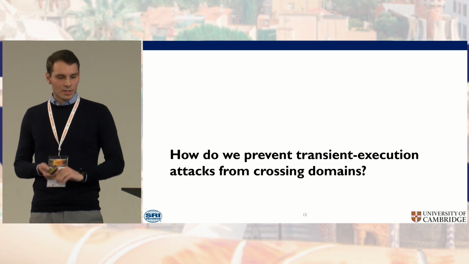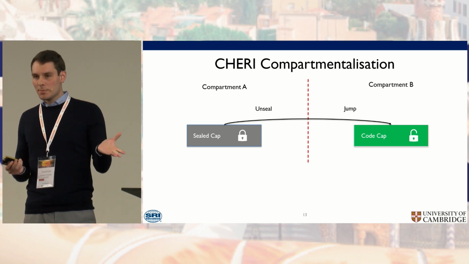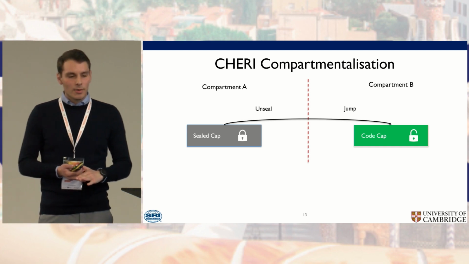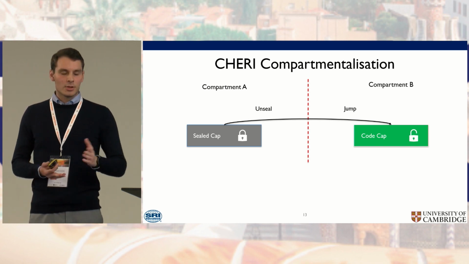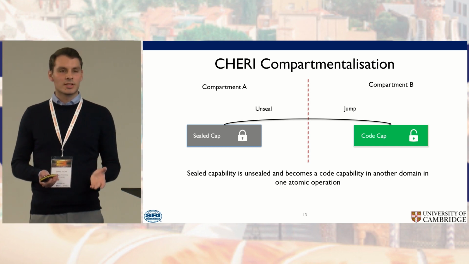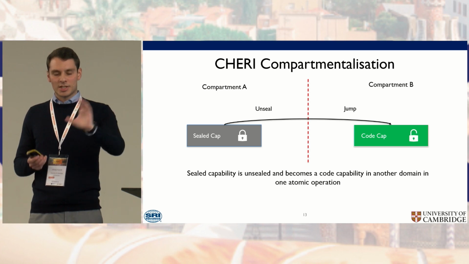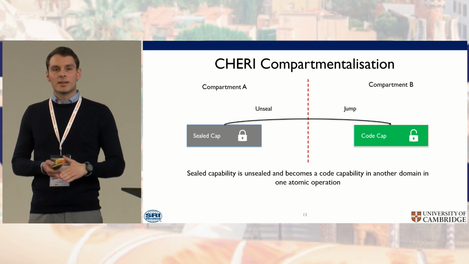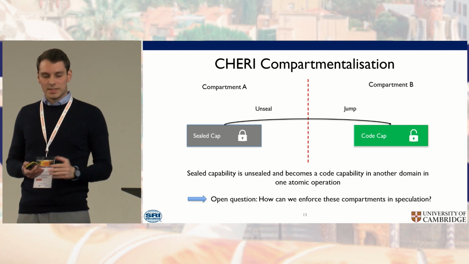The last question for this talk is then, how do we prevent transient execution attacks from crossing domains? In this scenario, we have two compartments, compartment A and compartment B, and compartment A wants to jump to compartment B. We are then employing CHERI compartmentalization. CHERI has something called sealed capabilities. It's a pretty simple concept. Sealed capabilities cannot be dereferenced, so they cannot be accessed. But what we can do in one atomic operation is to unseal this capability, so make it accessible, and then jump to it. So the sealed capability becomes a code capability, the new program counter in the conventional world of compartment B. And that obviously brings us in one atomic operation from one compartment to the other. The open research question remains: how can we enforce these compartments in speculation?